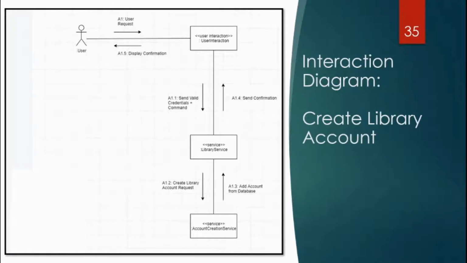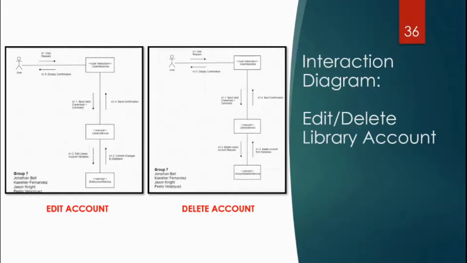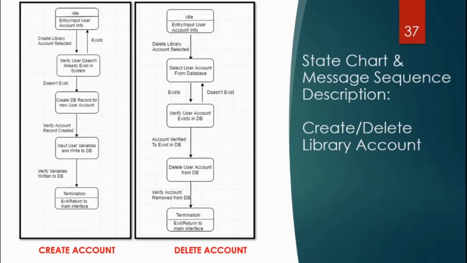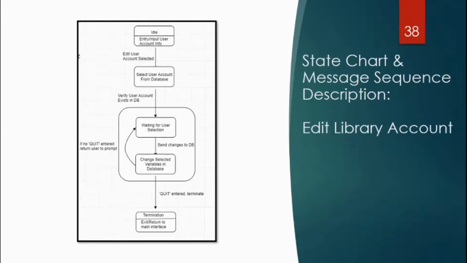This interaction diagram depicts the sequence of communications that occurs when a user is attempting to create their own library account. Similar communications are followed when a user is attempting to edit or delete their library account as well. The create and delete library account use cases are very similar in that they both check for existence, while the edit library account use case involves a validation check upon data entry.